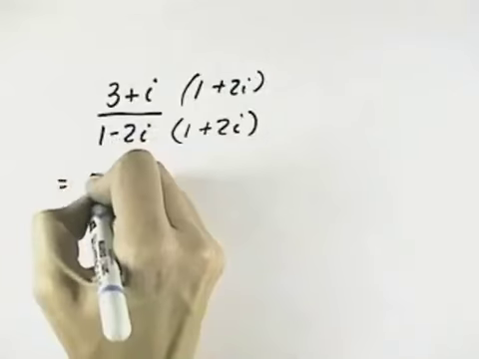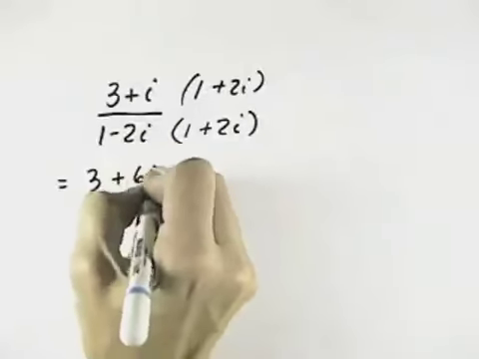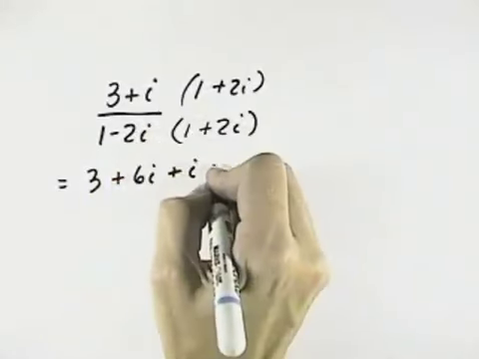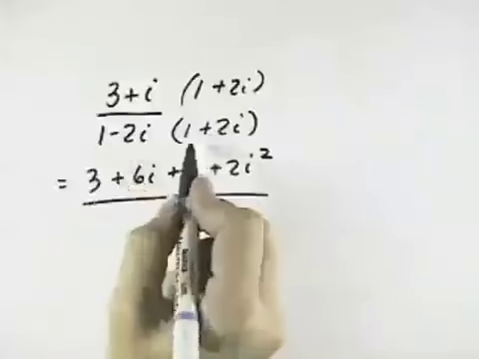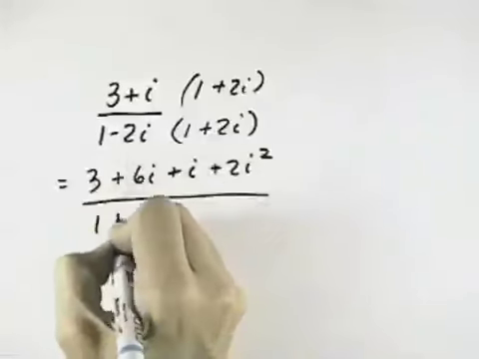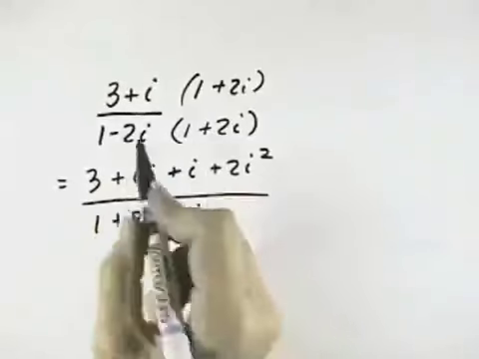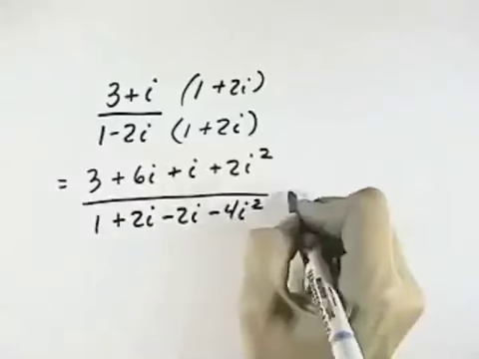So when we multiply out the numerator, we've got 3 times 1 is 3, 3 times 2i is 6i, i times 1 is i, and i times 2i is plus 2i squared. In the denominator, 1 times 1 is 1, 1 times 2i is plus 2i, minus 2i times 1 is minus 2i, minus 2i times plus 2i is negative 4i squared.